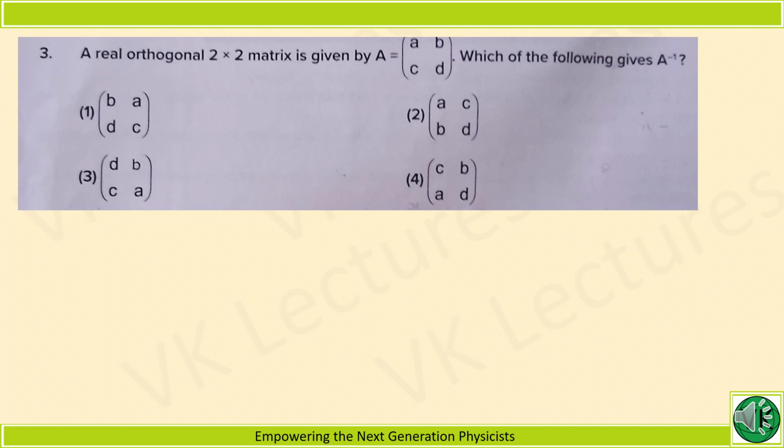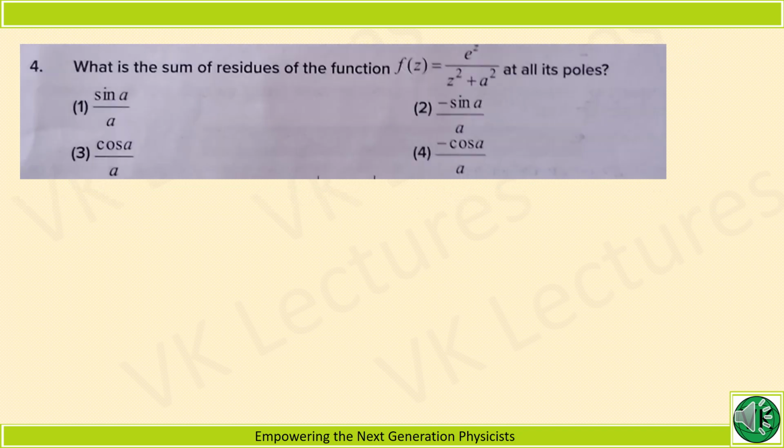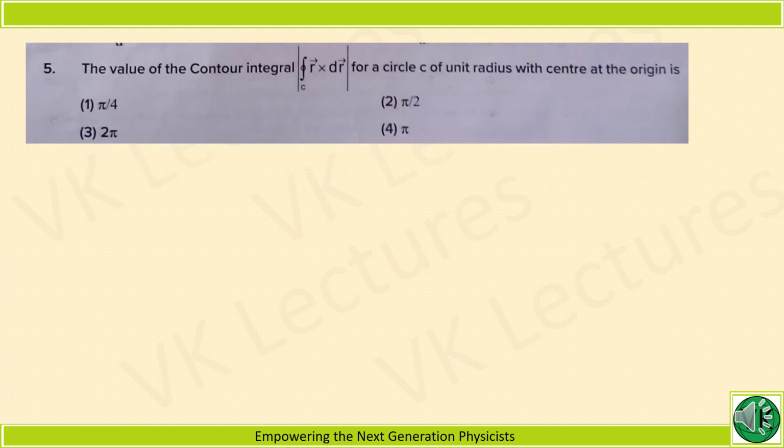The real orthogonal 2 by 2 matrix is given by A equal to [a, b; c, d]. Which of the following is A inverse? The option is option 2. What is the sum of the residues of the function f of z equal to e to the power z divided by z square plus a square at all its poles? Answer is option 1, sin a by a.